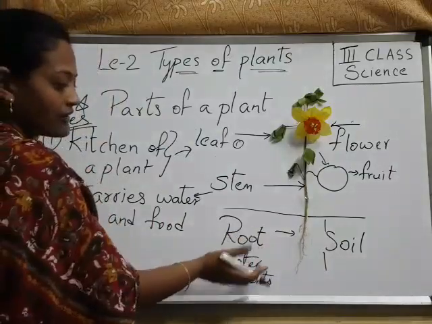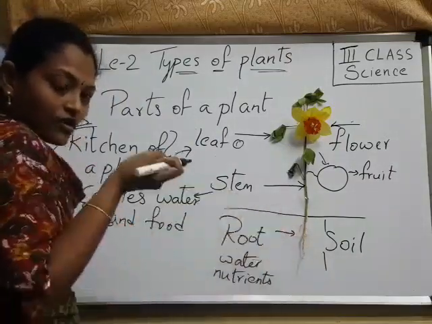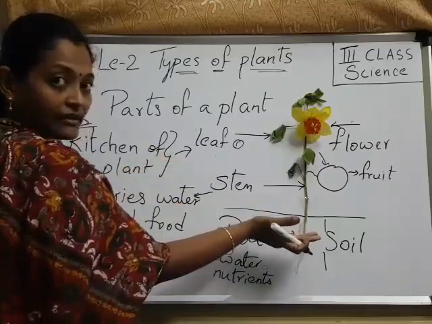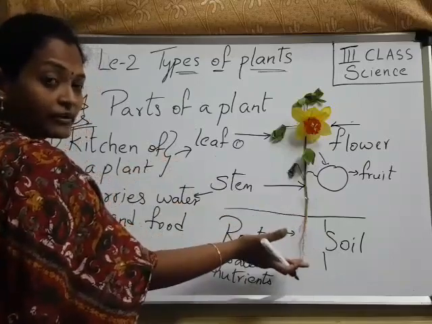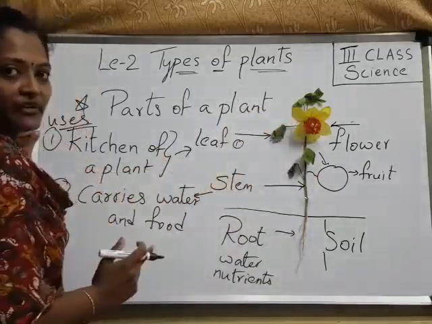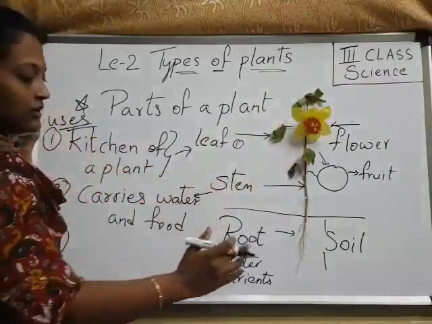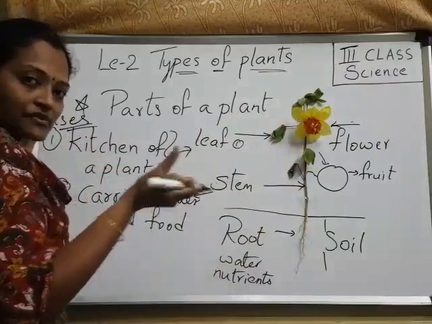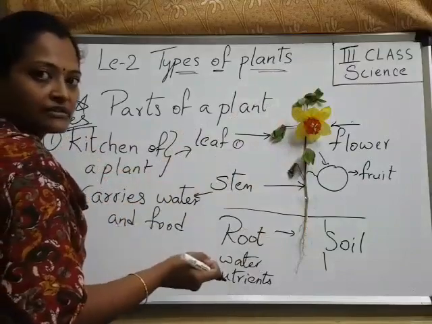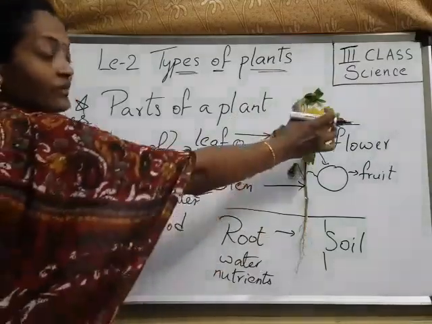So, the roots absorb water and nutrients and pass them to the stem. Understood? Then the stem carries those to various parts. Have you understood now? So what is the function of the root? It absorbs water and nutrients. Right, children? Next, coming to the flower.